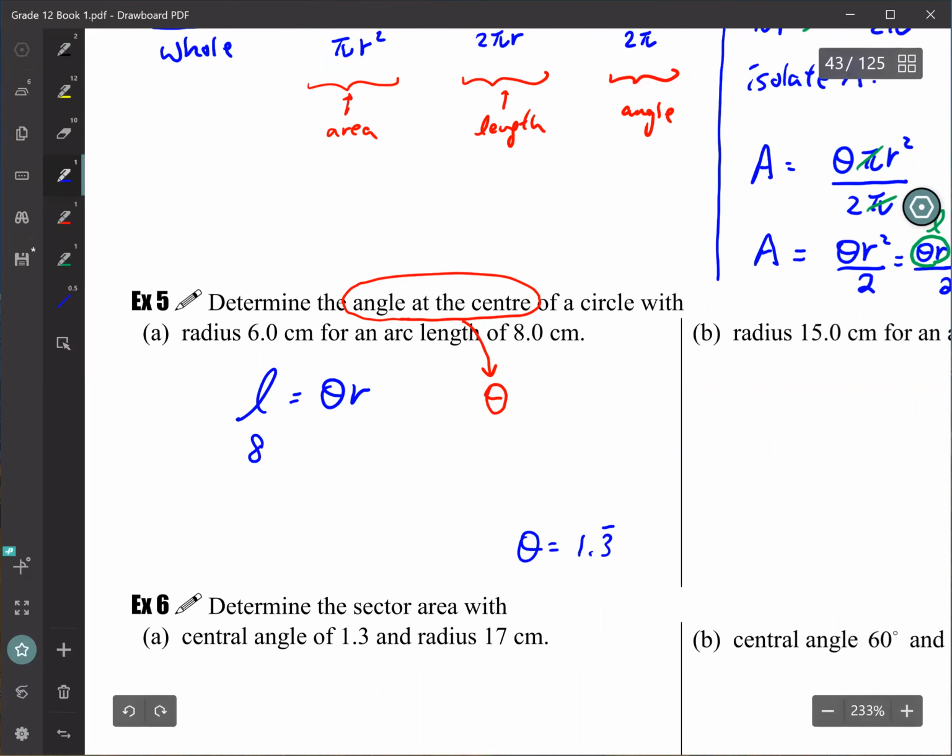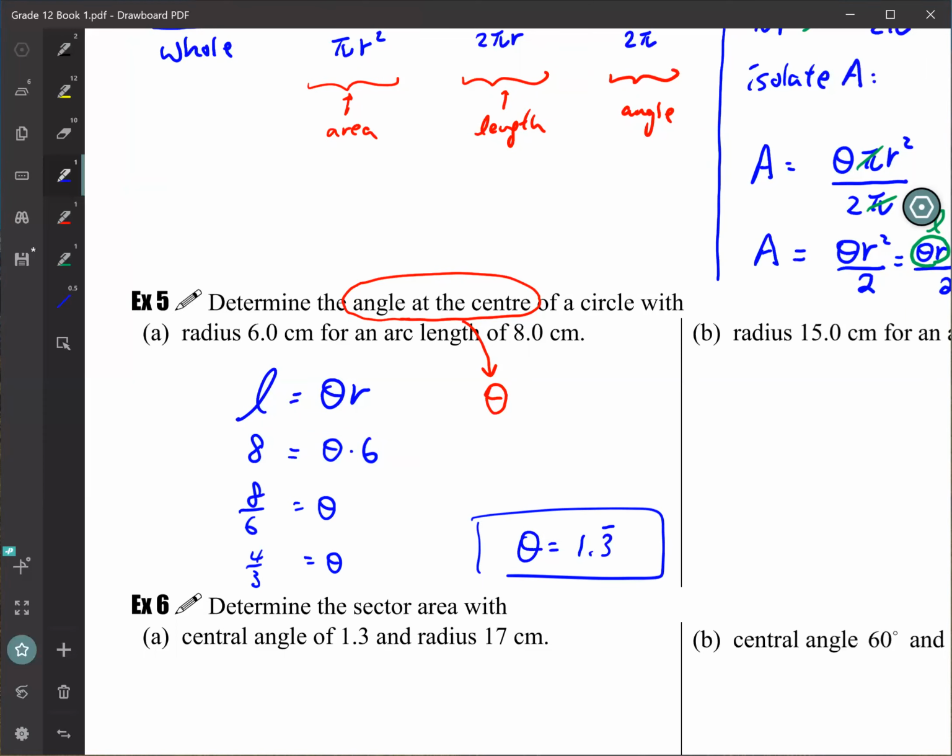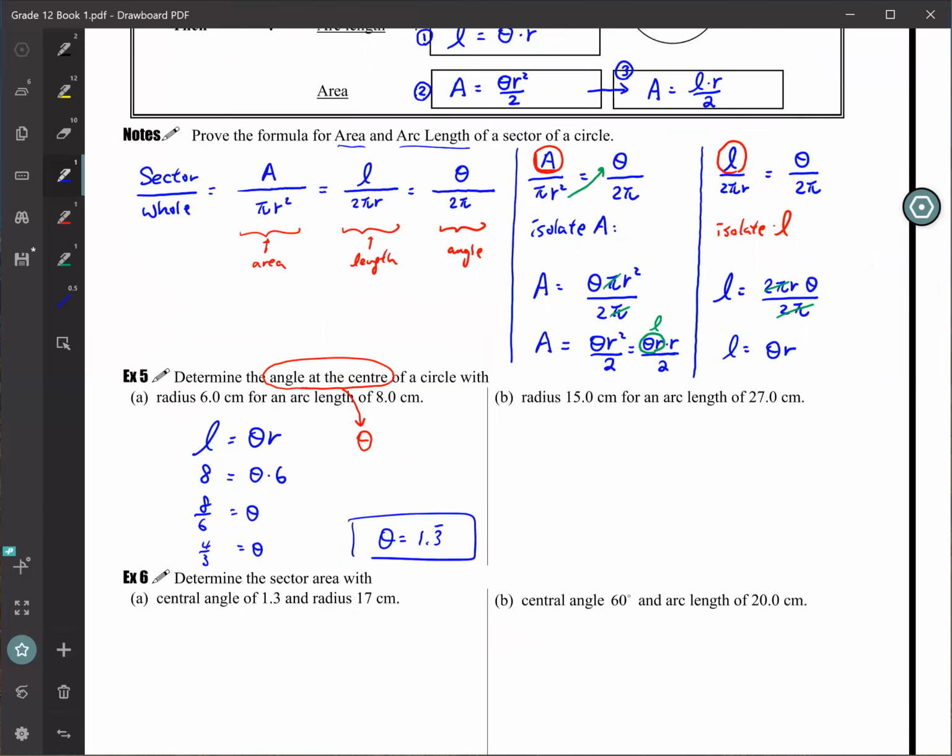8.0. So I can just write 8, right? So 8 equals theta times 6. And then you isolate theta. How do you do that? Divide by 6. Okay, so theta is 8/6, right? You could leave your answer in fraction, that will be 4/3, or you leave it in decimal. That's fine, okay? Sometimes you think, oh, it's too easy to be true, right?